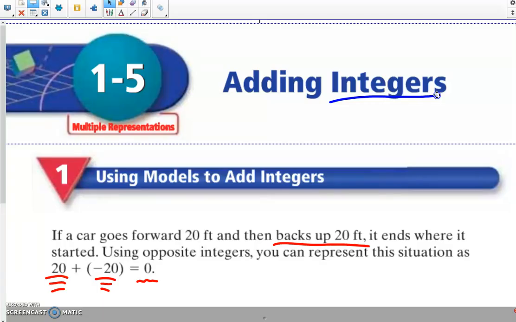Remember, a little review here, we talked about opposites. Opposites have the same value. That means they're the same distance from 0 on the number line, but in opposite directions. So positive 20 is on the right of 0, 20 spaces. Negative 20 is on the left of 0, 20 places. When you add opposites together, you always get 0.